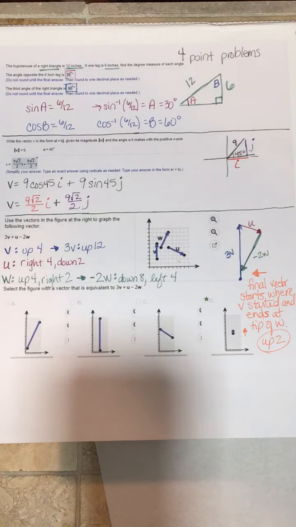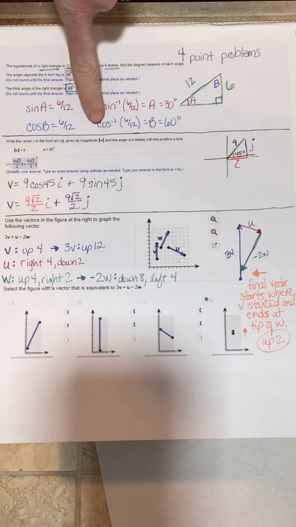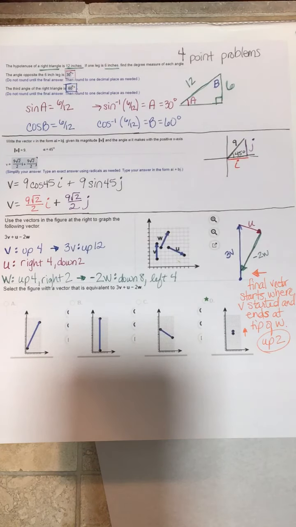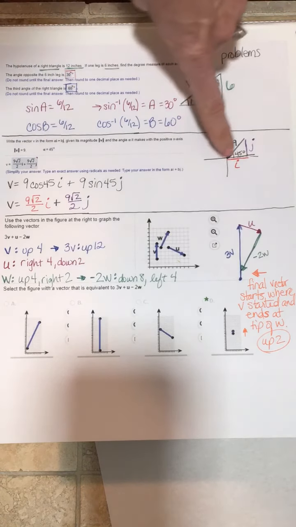Okay, next one, they're back to a vector problem. I don't know why they randomly stuck this one in here as a 4-point problem, but we'll just go with it. So it says, write the vector in the form ai plus bj, given its magnitude, remember the double lines means magnitude, and the angle that it makes with the positive x-axis. They want us to write it in i and j form. So all we're going to do is, I drew it here.